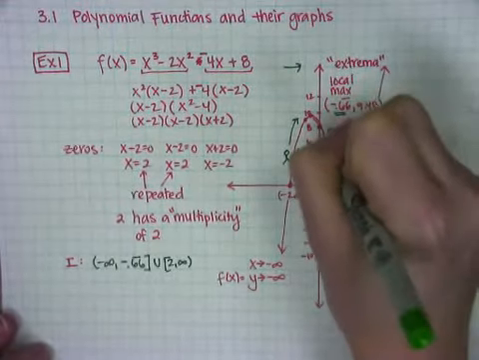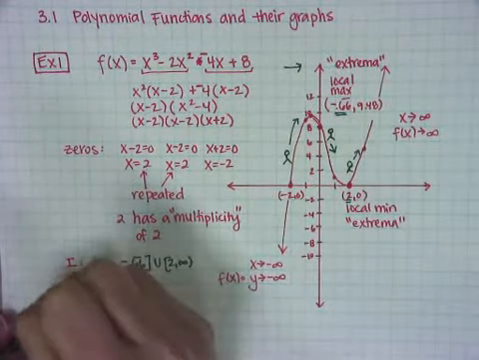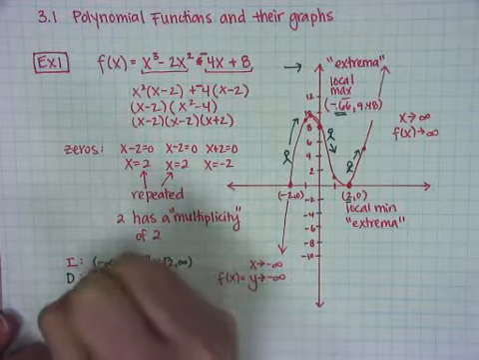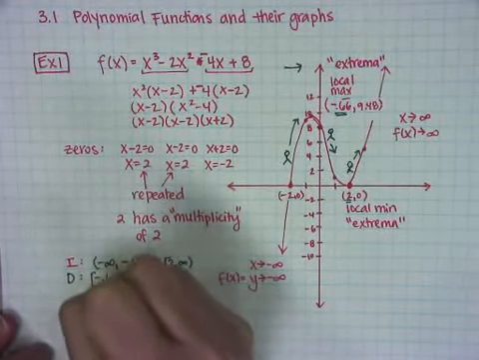That means I would be running downhill if I were a little guy, so I would be decreasing between these 2 points, so between -0.66 and 2.